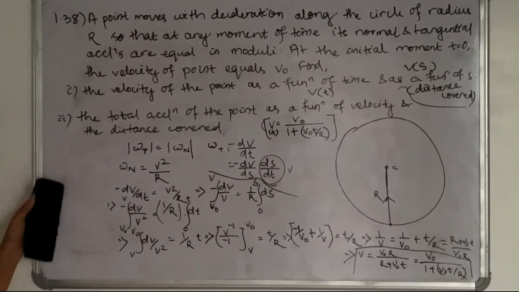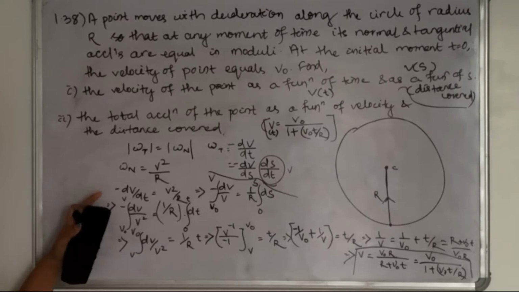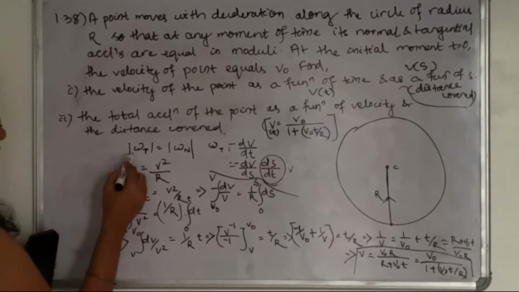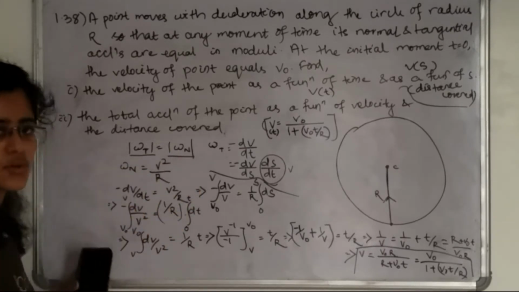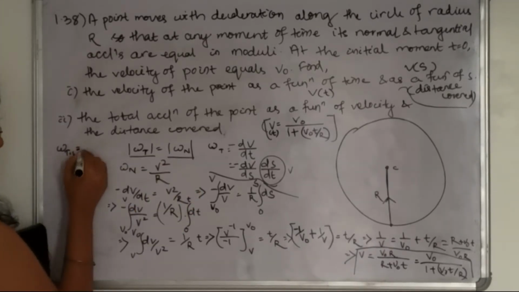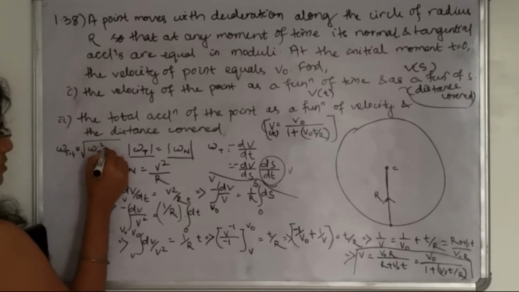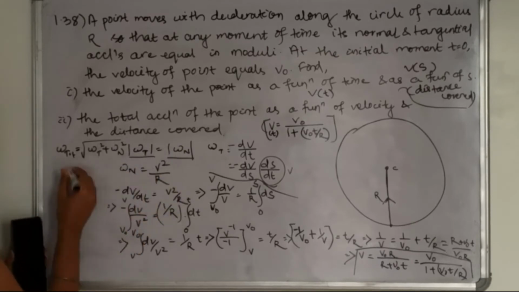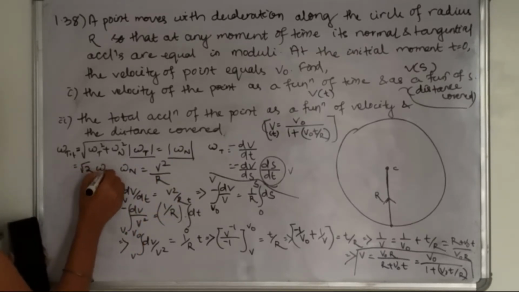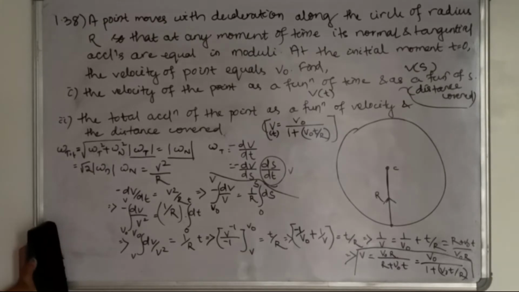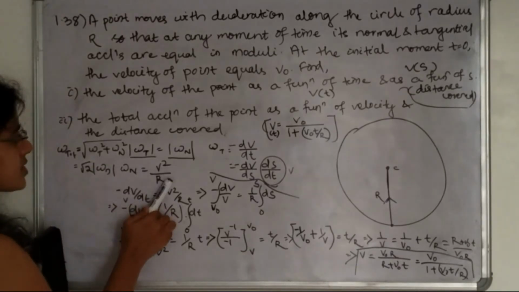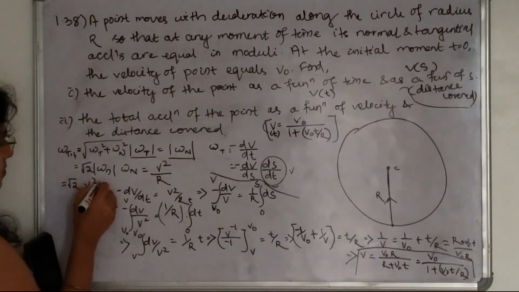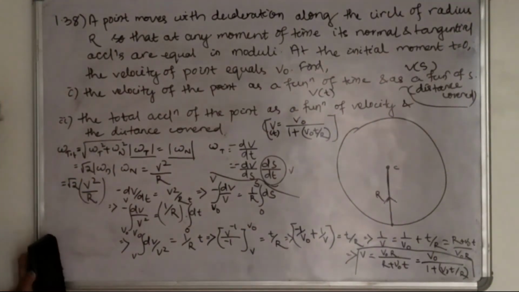Okay. Next question is the total acceleration of the point as a function of velocity and the distance covered. So here we get omega t modulus is equal to omega n modulus. Omega total is how much? Root over of the sum of squares of these two. So this equal to this means I can write it as this. Omega n is equal to v square divided by r. So this will be root 2 into v square divided by r.